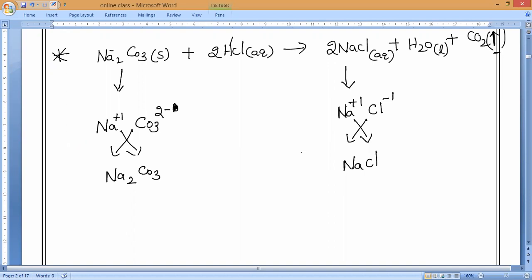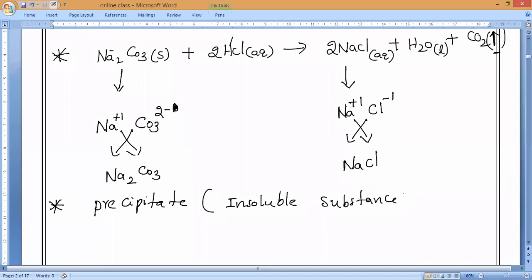Now, one more example we can make. Observe very carefully, guys. If a precipitate is forming, as I told you, what do you mean by precipitate, guys? Precipitate means an insoluble substance. After the reaction, an insoluble substance will form. That insoluble substance is what we call a precipitate.